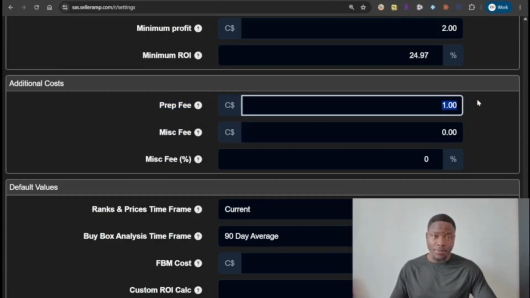If you're using a prep center in order for your products to be prepped, so you don't have to worry about it, they're pretty much doing all the labor for you. Well, that does cost money. Now, for me, I know that I'm being charged $1.05 now. Back then it was $1. Now they increased their pricing, whatever.